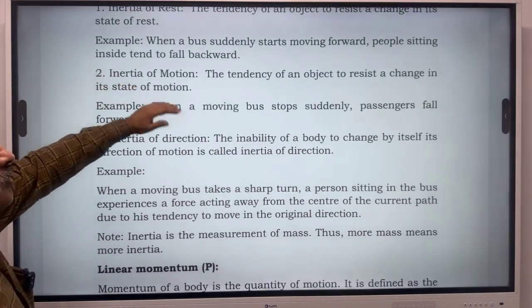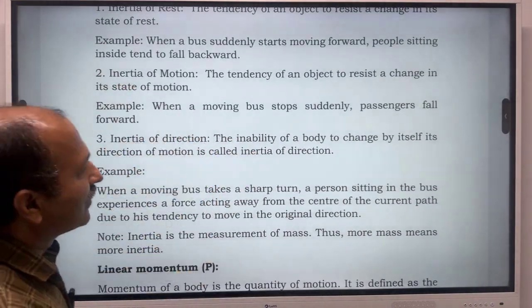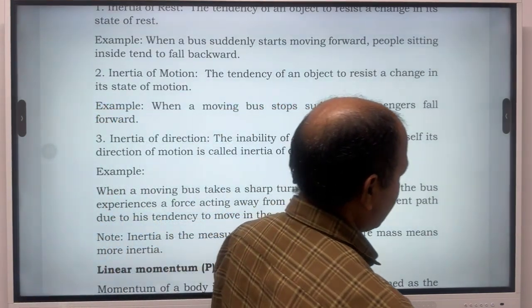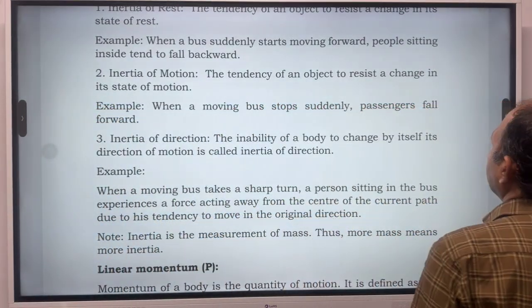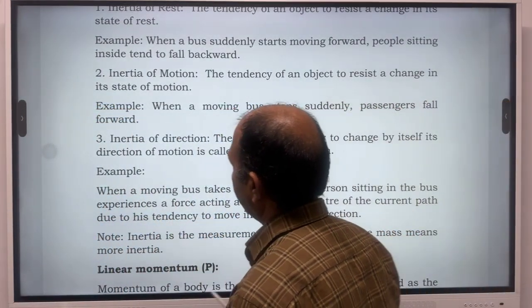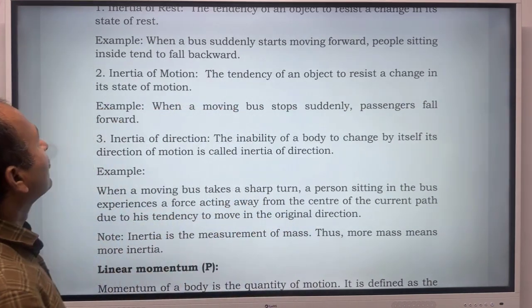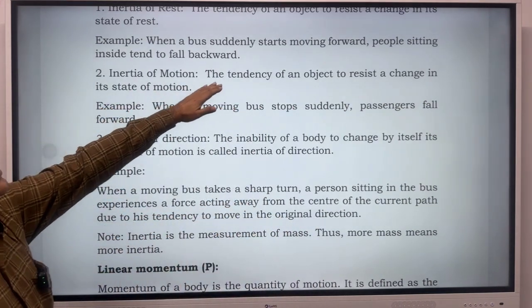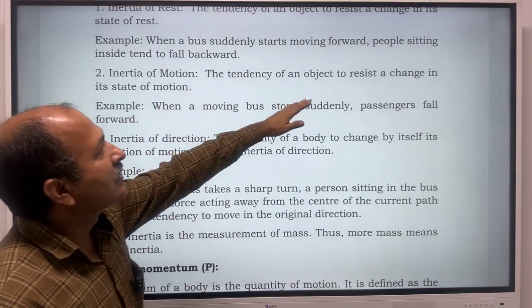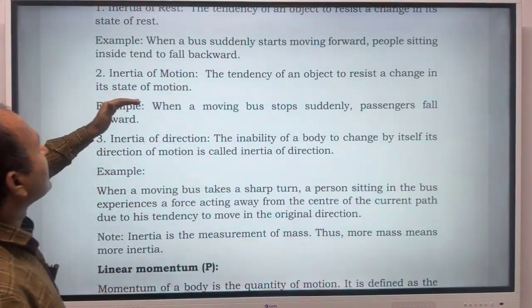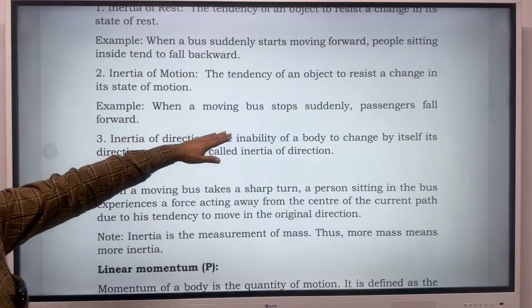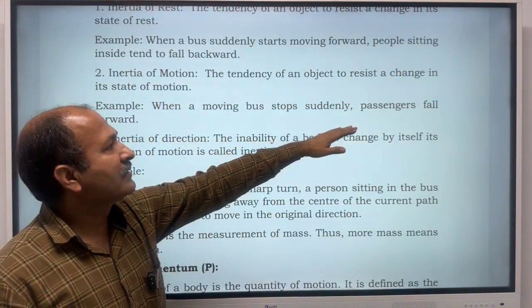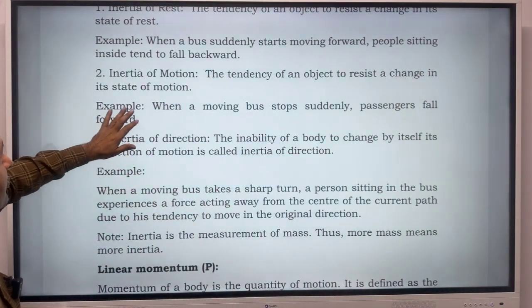Then inertia of motion. Suppose you are in a bus and suddenly brakes are applied. In that case you will feel a jerk forward. That is called inertia of motion, the tendency of an object to resist a change in its state of motion. When a moving bus stops suddenly, passengers fall forward.